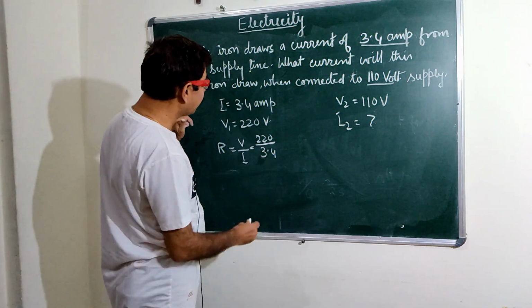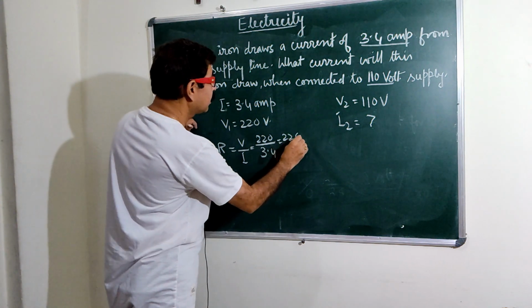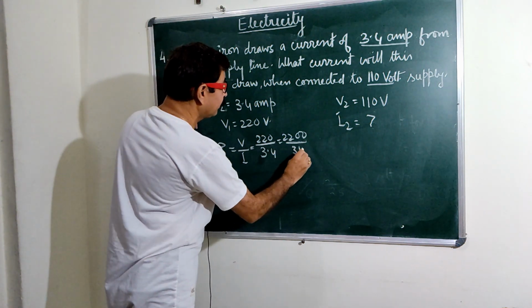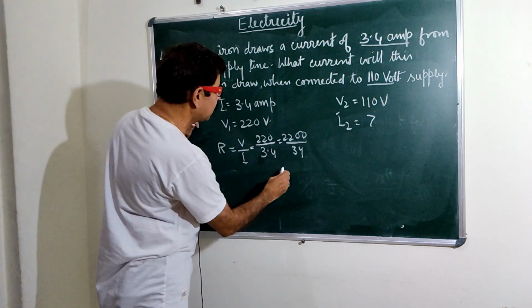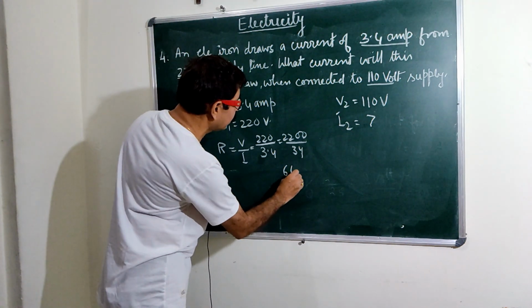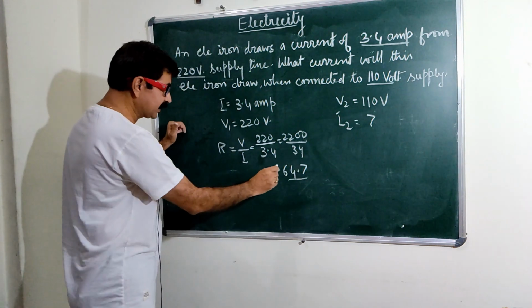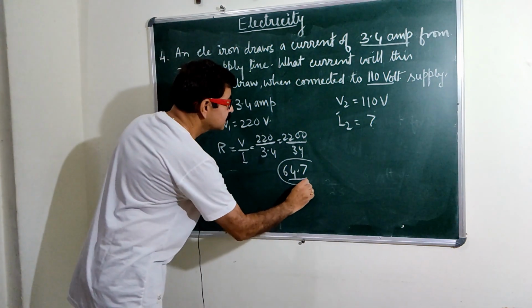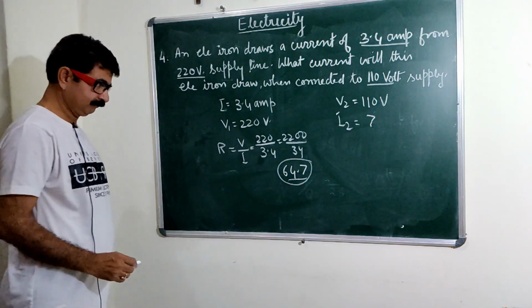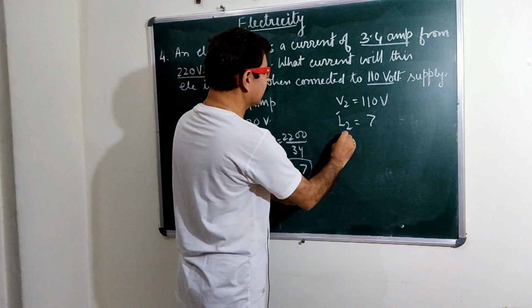So yes, we can say it is 2200 upon 34. Solve किया, this कटा and you will have 64.7. This is our answer. That's resistance is 64.7. Now from there we know that R की वैल्यू आ गई.